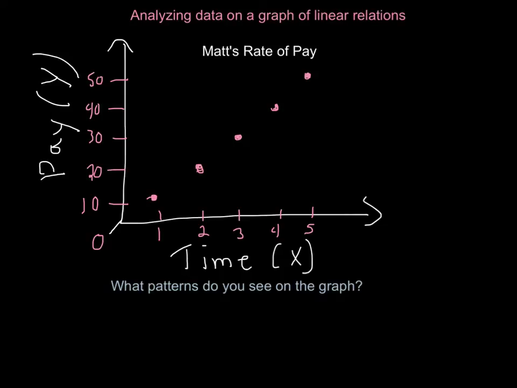So here's an example of another graph, and now we're just looking at analyzing. We've already looked at how to plot points and how to find the data from the table. Now we're going to look at just analyzing the data. Here you can see I've got my title, which is a key portion of a graph. It's Matt's rate of pay.